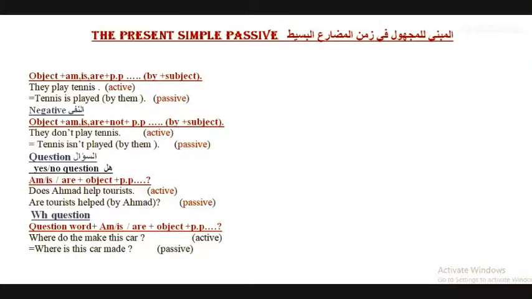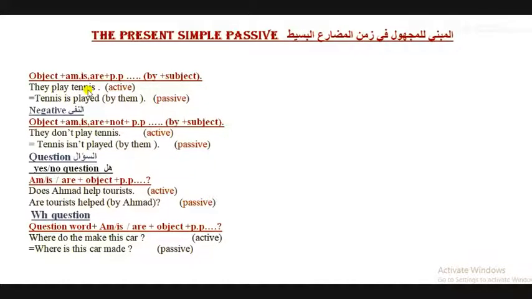What about the present simple passive? I think there is no difference between the present simple passive and the past simple passive except the verb to be. Here we use am, is, are instead of was and were in the past simple passive. Here we start with the object plus am, is, or are plus the past participle plus by plus the subject.